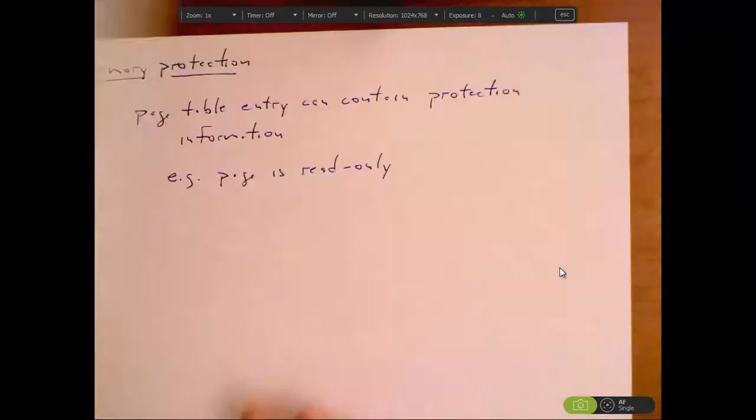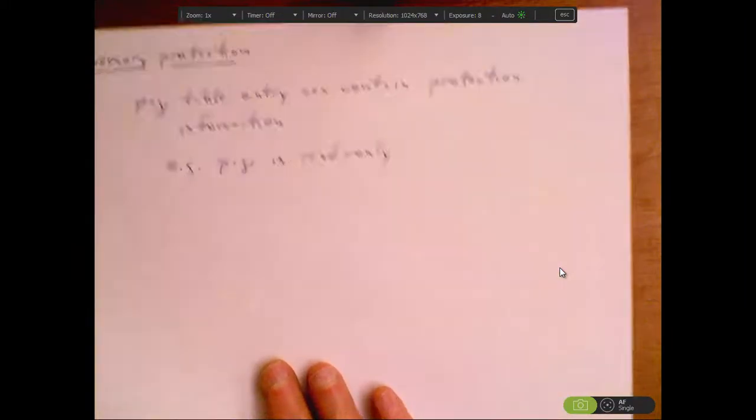Okay, that's a quick spin through how virtual memory works. Let's stop here.